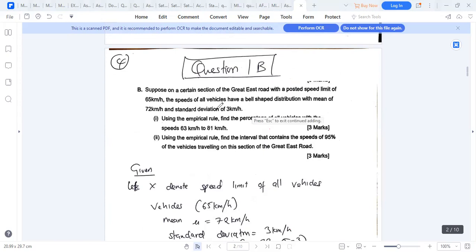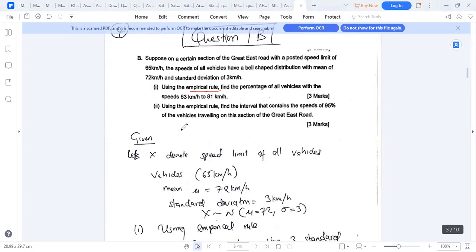So part B, we now want to look at the empirical rule. The empirical rule is simply given by confidence interval is equal to mu plus minus z standard deviation. Here we're told that the speeds are normally distributed with a bell shape, given our mean is 72. So mu is 72, and we're given standard deviation is 3. They're being asked what percentage will lie between 63 and 81.